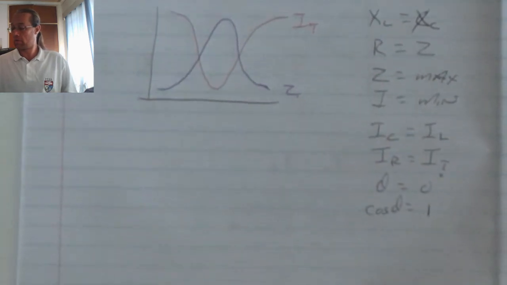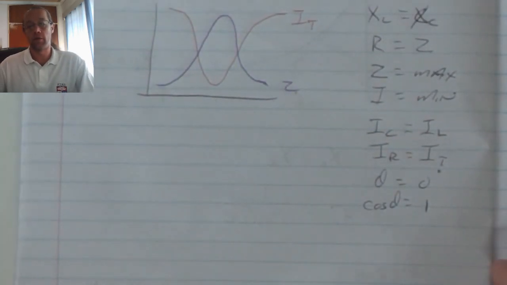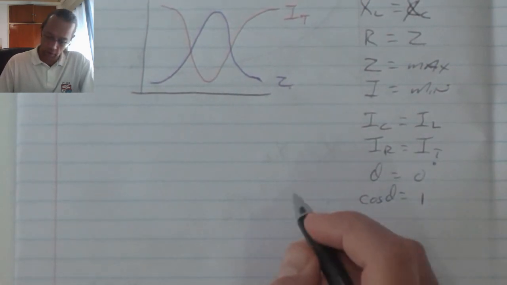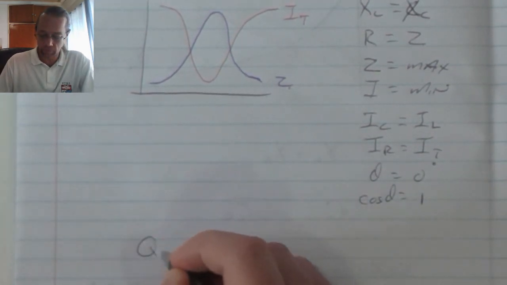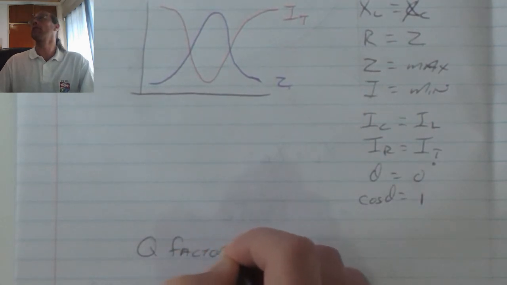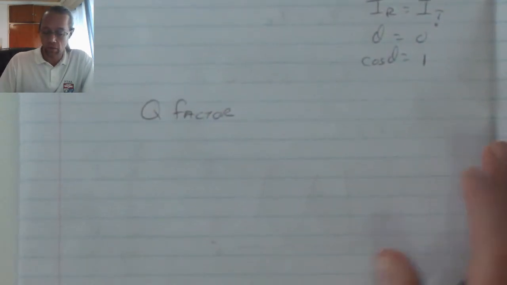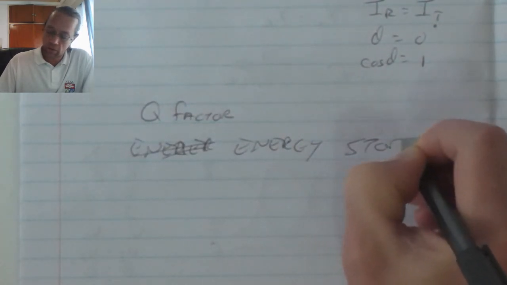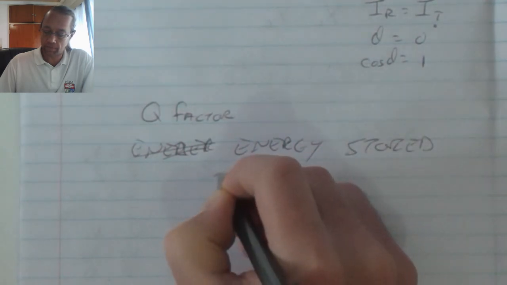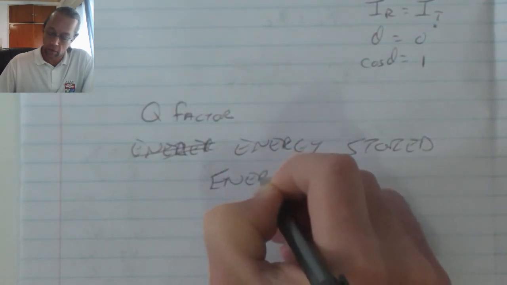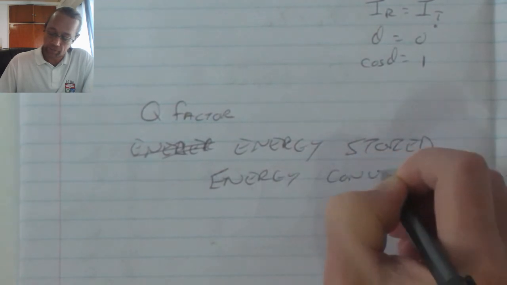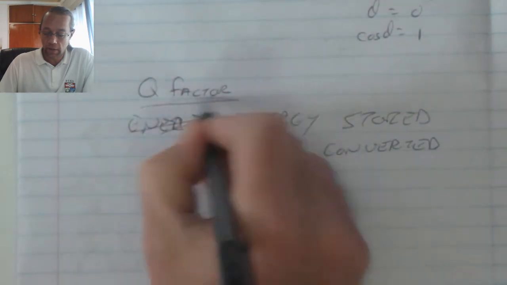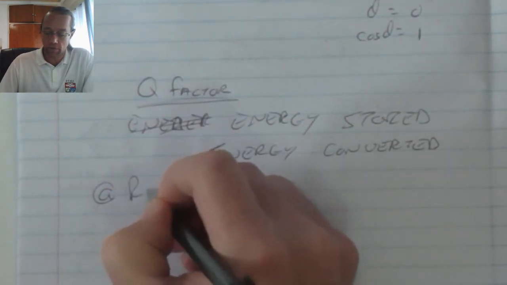Now at resonance we get the ability of generating a specific bandwidth, and this is done by means of the Q factor. Q factor is the ratio of energy stored to the amount of energy converted. Q factor only applies at resonance.